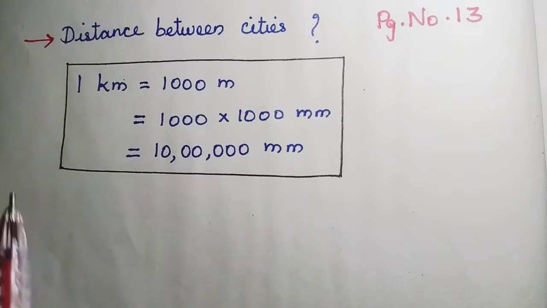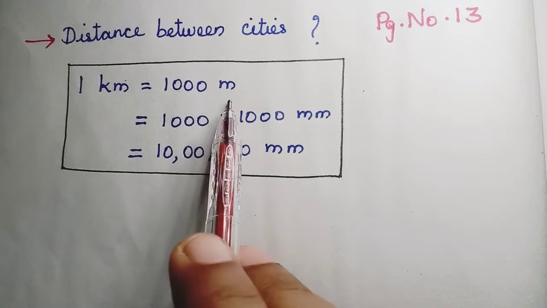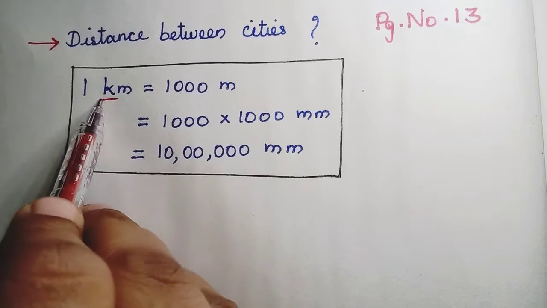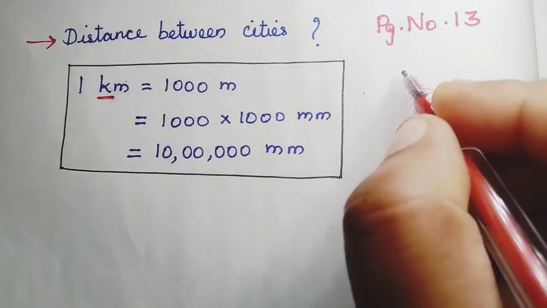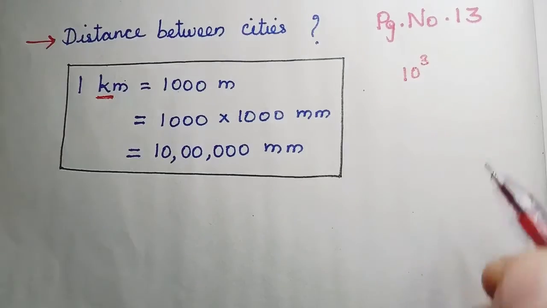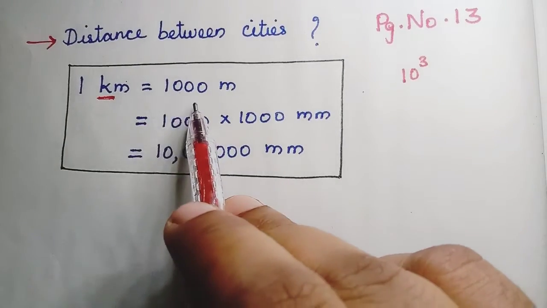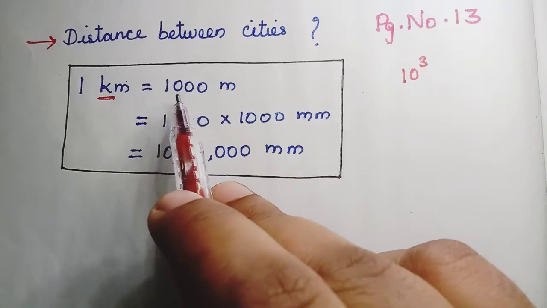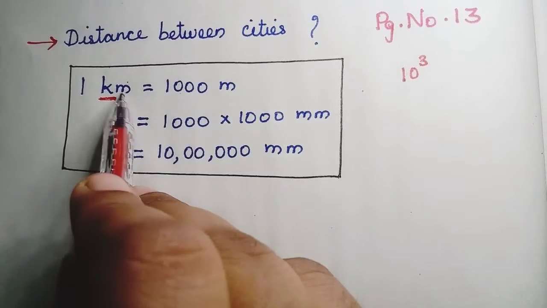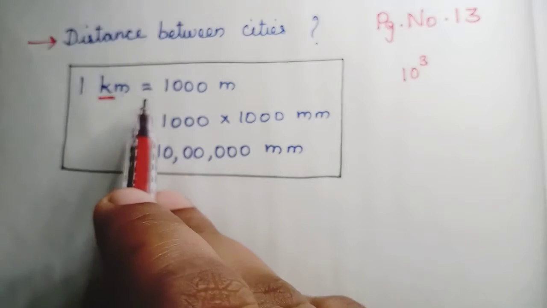So 1 kilometer equals 1000 meters. You all know kilo means 10 to the power 3, right? So 10 to the power 3 means you have 3 zeros, that is 1000 meters. Okay, this meter will be as such. Instead of k, you have to substitute 3 zeros.